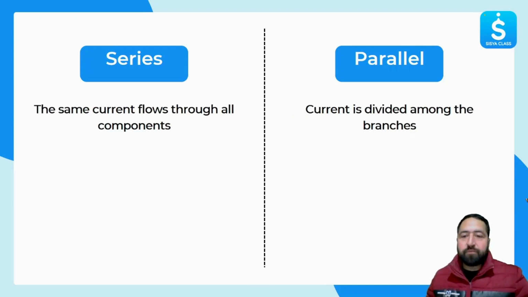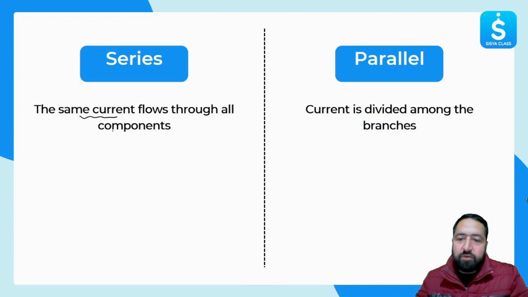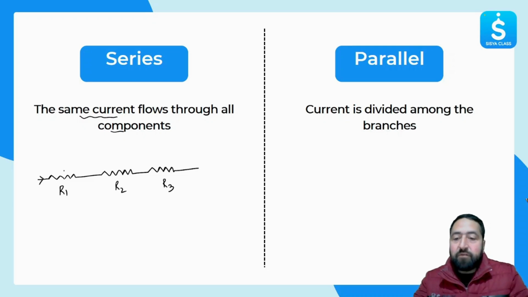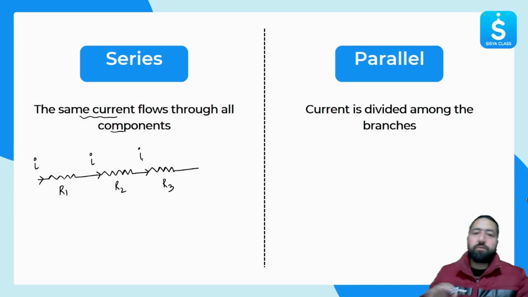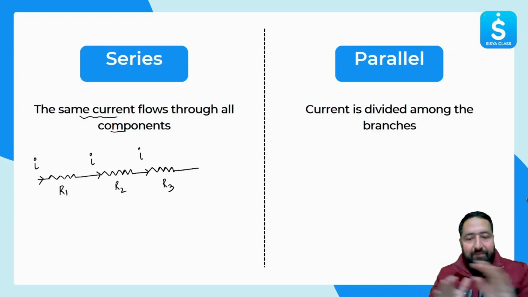What's difference number two? In series connection, the same current flows through all the components. If I have components like this, a second component, and a third component, and the current flowing through R1 is I, then the current flowing through R2 will also be I, and through R3 will also be I. So the current will be the same in all the resistors, in all the components.